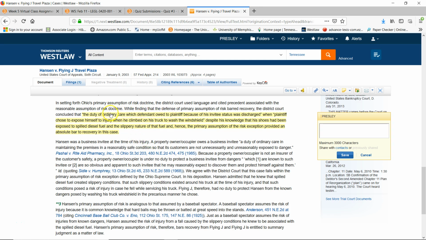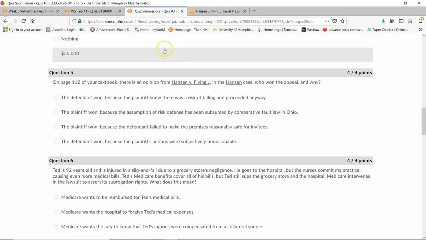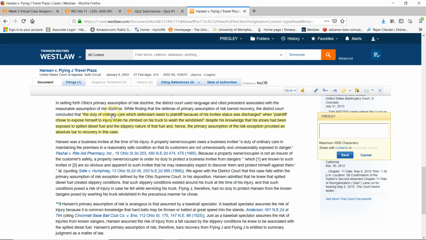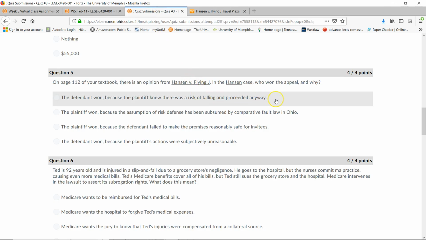So we see here that the ordinary duty of care that the defendant owed the plaintiff was discharged. So we know that the plaintiff did not win because it was not in the duty of care that the defendant owed the plaintiff. And it also states plaintiff chose to expose himself to injury when he climbed on his truck, despite his knowledge that he would fall.